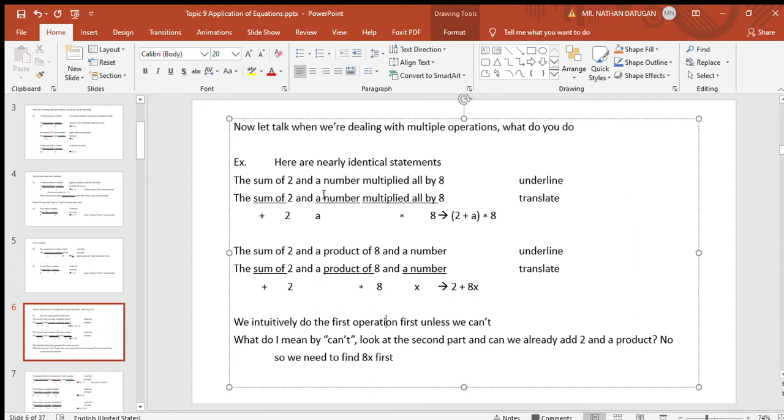So intuitively, we do the first operation, and then the operation afterwards is the second operation. But sometimes you can't do it because it doesn't make sense. So what do we do? Well, you skip the first part of the sentence and you go to the second part, the latter half of the sentence.